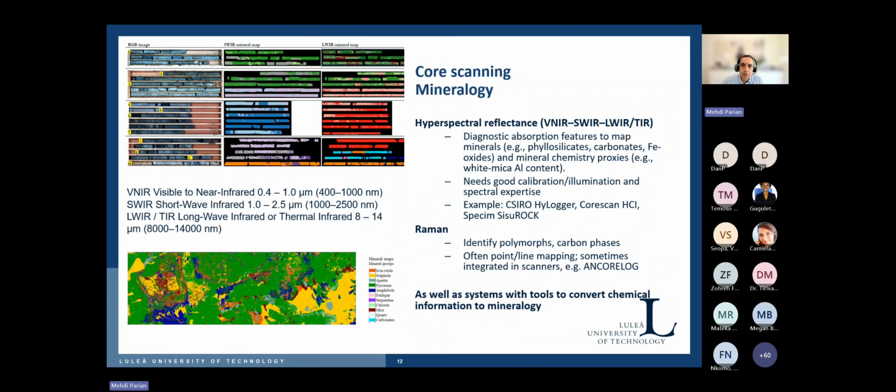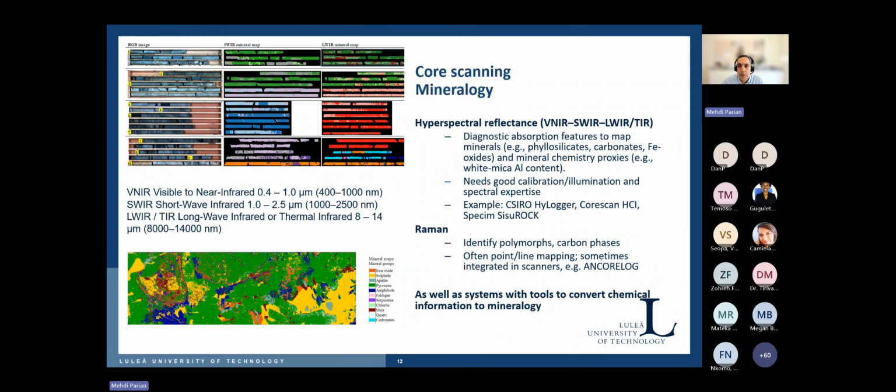Next, we have systems that directly measure mineralogy, the most common being hyperspectral scanners. The basic principle is very simple. They measure light reflected from a surface across many narrow wavelength bands to identify and map minerals based on their unique absorption features. The visible to near infrared range is usually used to identify iron oxides, hematite, goethite, and general oxidation or color variation.